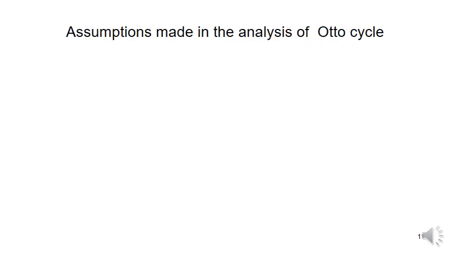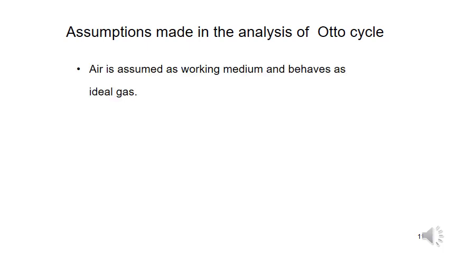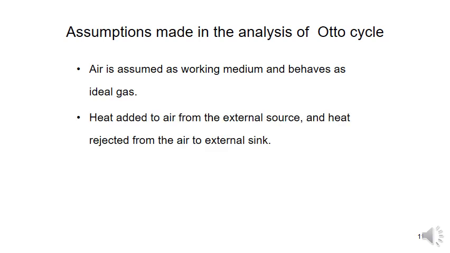So this is the animation of an Otto cycle. What are the assumptions made in the analysis of the Otto cycle? First, air is assumed as a working medium and behaves as an ideal gas. Heat is added to the air from the external source and heat is rejected from the air to the external sink. So we are giving the heat from the source and heat is rejected to the sink. The walls of the engine are perfectly insulated. So these are the assumptions.